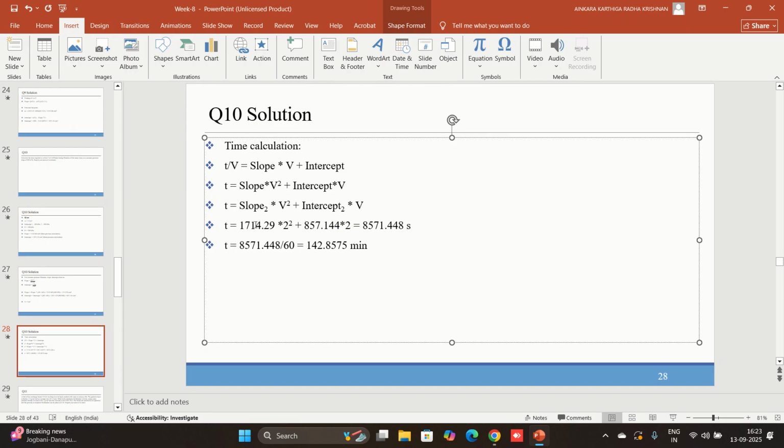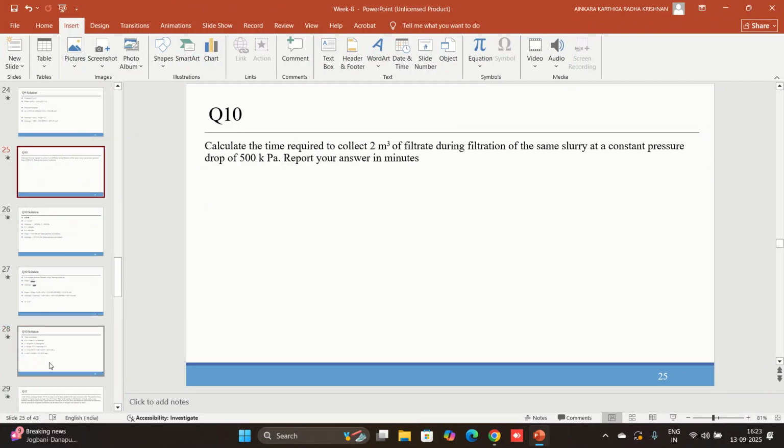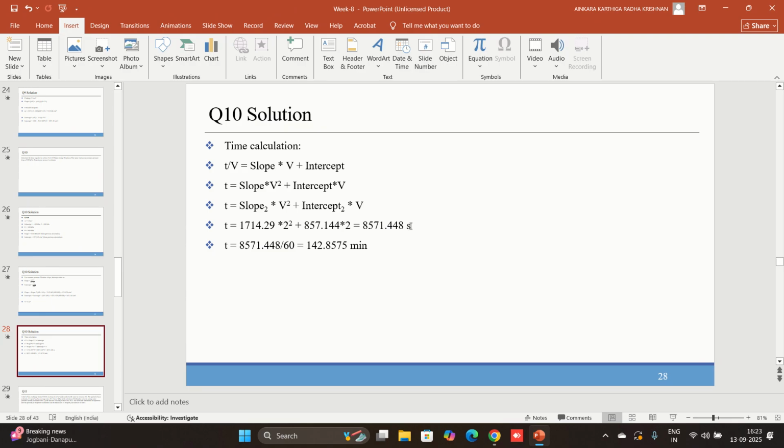So it is the calculation: 1714.29 into 4, plus 857.14 into 2, gives 8571.448 seconds. If we convert it to minutes, we get 142.8575 minutes. What was the unit asked in the question? We are asked to find it in minutes. So the answer is right.